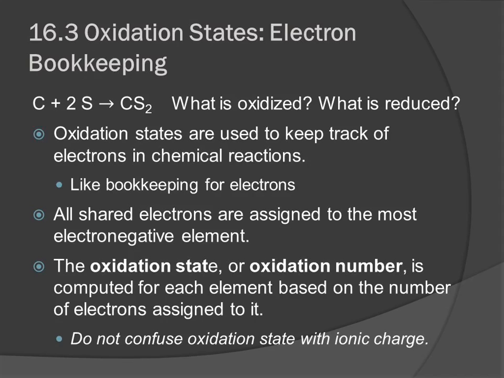But basically, oxidation state and oxidation number mean the same thing. They're just calculated based on the number of electrons that are assigned to each of the atoms. It's very important that we do not confuse oxidation state with ionic charge. It is not the same thing. We can assign oxidation states to the carbon and the sulfur. That does not mean that they have ionic charges in this compound. They do not.